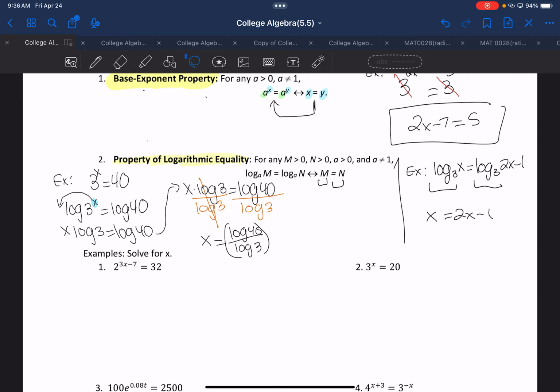Madeline, do you want me to print out that 5.5? That's okay. Good. I got a picture of it.